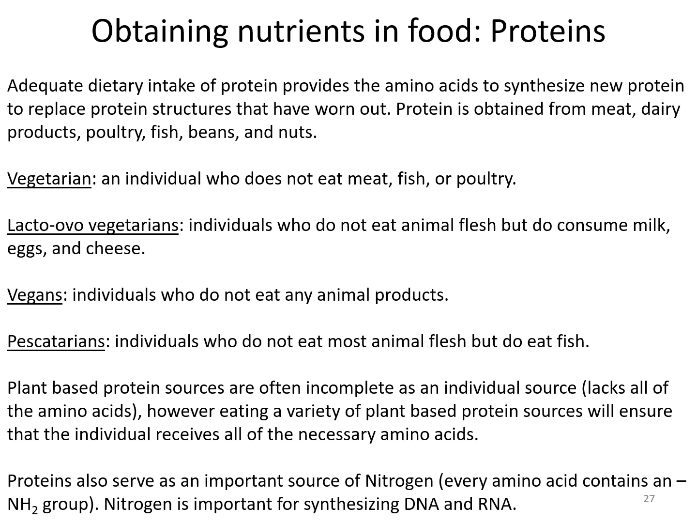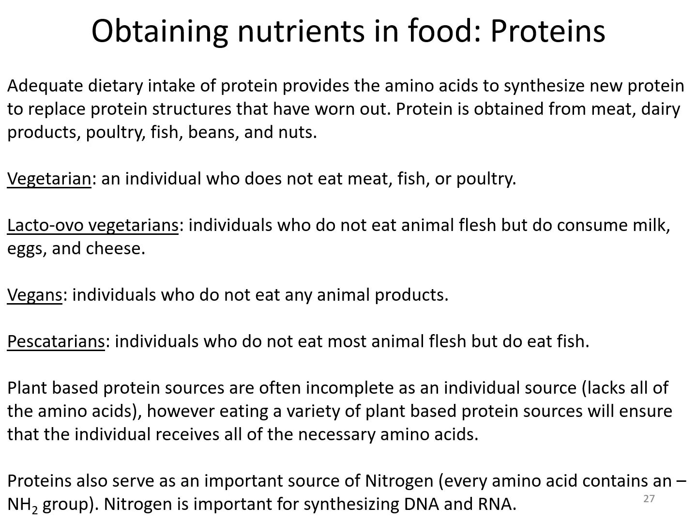Adequate dietary protein gives us the amino acids that we need to build and replace the proteins that our body needs to use. So we can get protein from meat, dairy products, poultry, fish, beans, and nuts. Just some other definitions. Vegetarian is an individual who does not eat meat, fish, or poultry. Lacto-ovo-vegetarian, an individual who does not eat animal flesh but does consume milk, eggs, and cheese. Individuals who do not eat any animal products are called vegans, and then pescatarians are individuals who don't eat most animal flesh but will eat fish.